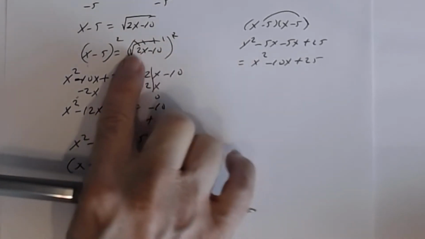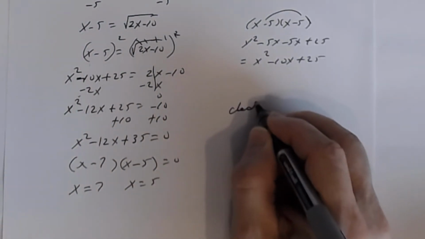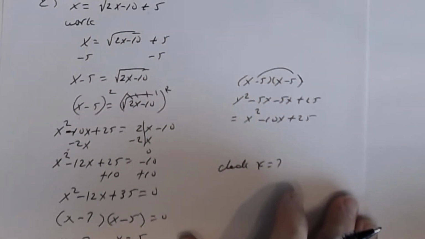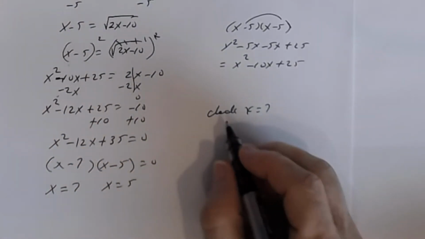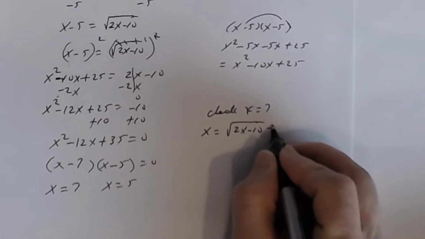Now, since I raised both sides to an even power, both may not work. One may work, the other one may not. You got to check for extraneous roots, extraneous solutions. So let's do the work for checking. Let's go ahead and check x equals 7. You must always go back to the original, so I'm going to write the original over. So here's the original, x equals the square root of 2x minus 10 plus 5.